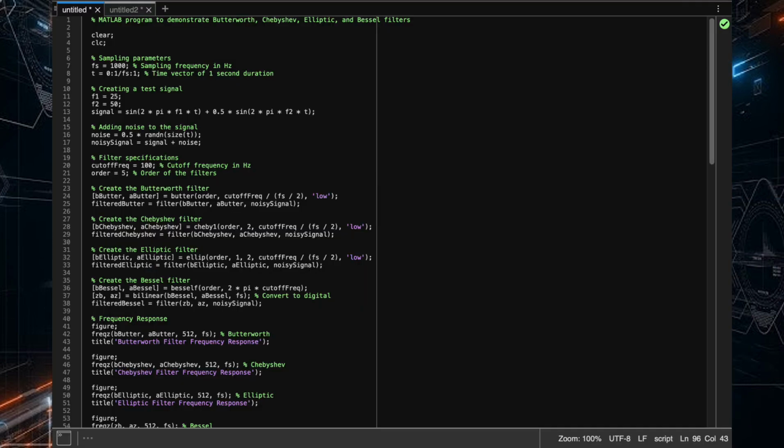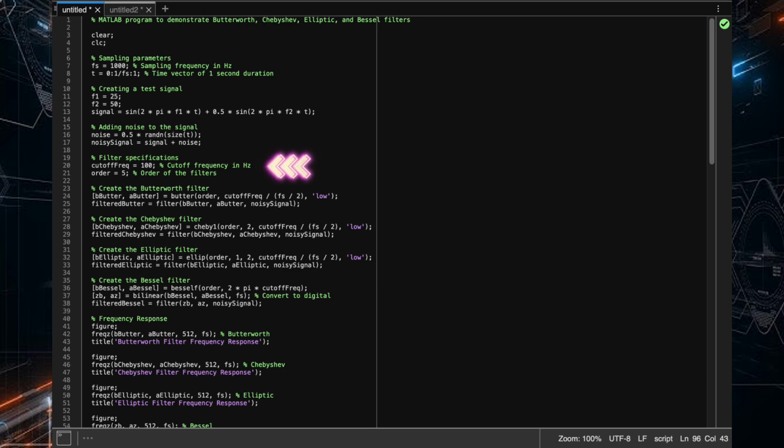Now we will use MATLAB to demonstrate the Butterworth, Chebyshev, Elliptic and Bessel filters through their frequency responses and also by applying a test signal. First, we have defined a sampling frequency of 1 kHz and a time vector by taking the inverse of the sampling frequency. A signal is generated by adding sine waves operating at 25 Hz and 50 Hz respectively. Noise is generated using a random function with a 0.5 scaling factor and is added to the signal to make a noisy signal.